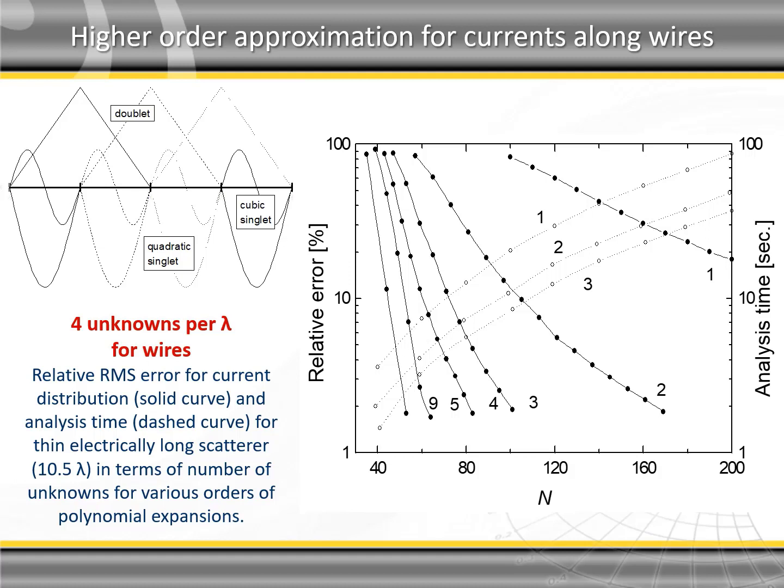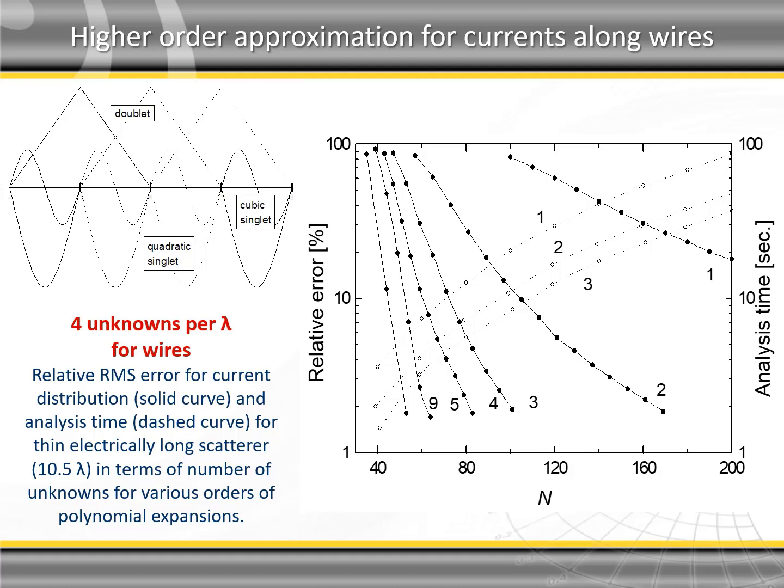This low-order expansion actually enables piecewise linear approximation of currents. The accuracy of the approximation can be increased in two ways. The first way is to subdivide wire segments into subsegments and increase the number of doublets accordingly. This is known as H refinement. The second way is to add singlets. Singlets are bases of order higher than 1 equal to 0 at the segment ends. This is known as P refinement.